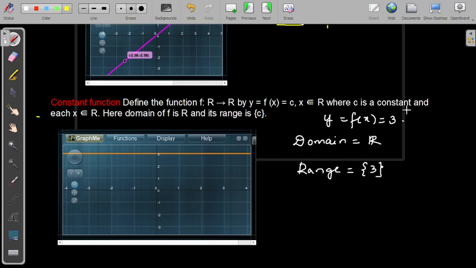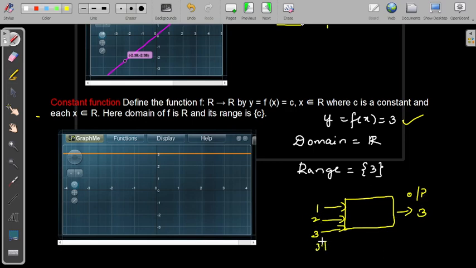You have a function from R to R for which, whatever input you give, the output is fixed, the output is a constant. So suppose y equal to f of x, which is equal to 3, x is any real number, give any real number 1, output is 3. In this example, if you input 2, output is 3. Input 3, output is 3. Means there is no change in the output. Output remains the same, whatever may be the input. 3.1, 3.9, minus 2.5, whatever input you give, output remains the same. Such a function is called a constant function.